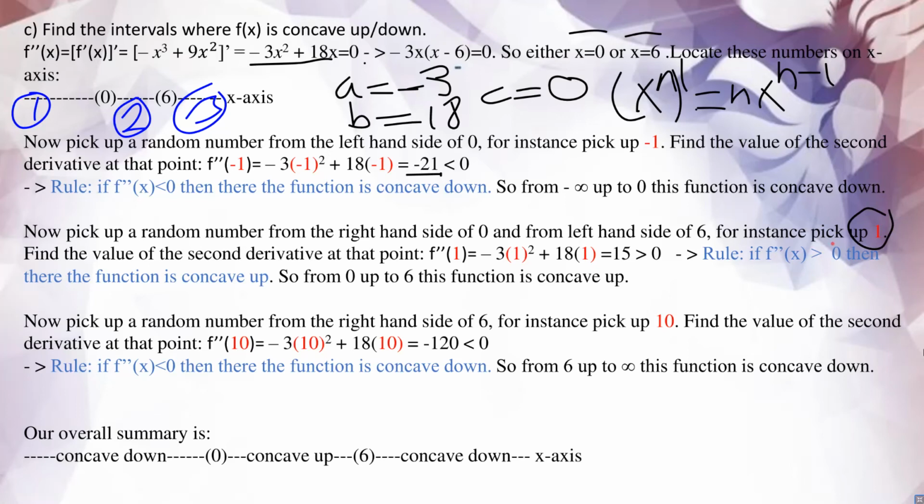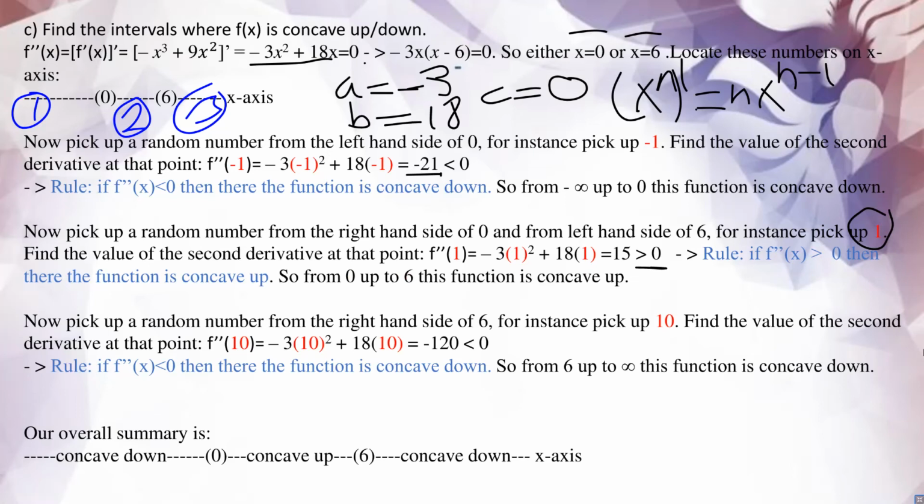Now write 1 in the second derivative. So it's going to be minus 3 times 1 squared plus 18 times 1. And if you make the calculation, the answer is going to be 15, which is greater than 0. So the rule now says if the second derivative is greater than 0, then there the function is concave up. Okay, that's another conclusion of ours. So from 0 up to 6, this function is concave up.